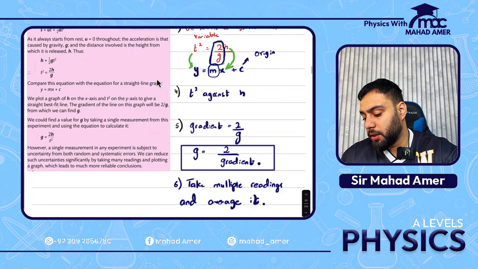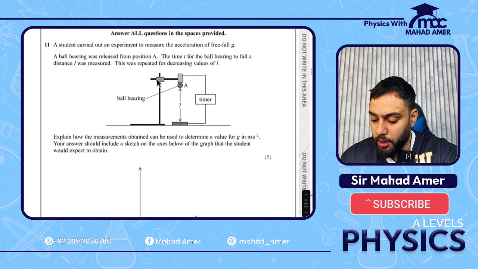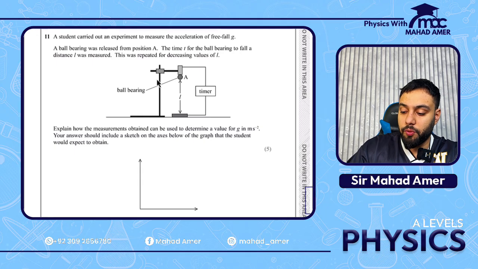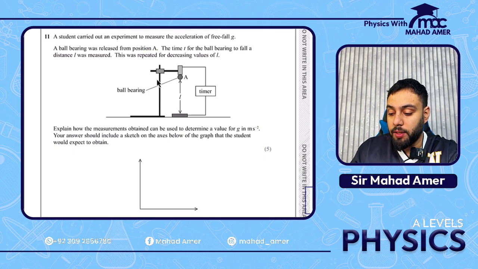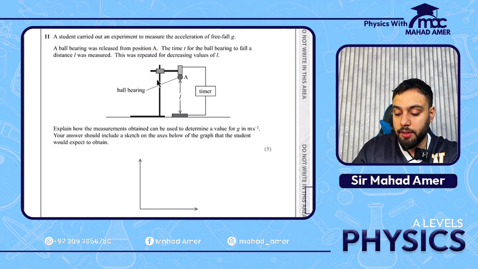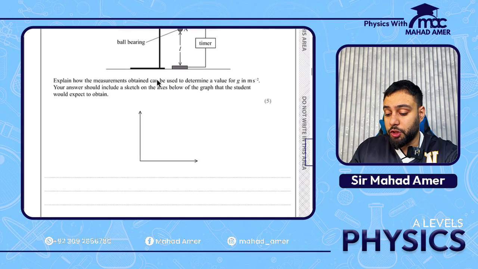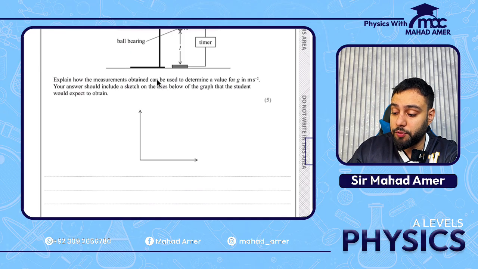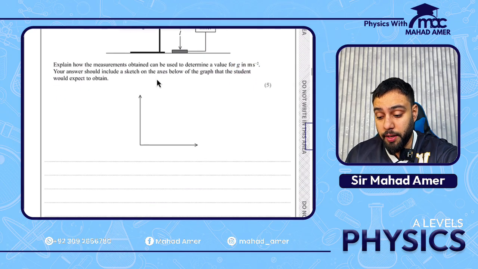There's one more experiment. Before doing that, let's move on to the question that we have just discussed. Now, in your syllabus, they are saying that a student carried out an experiment to measure the acceleration of free fall g. A ball bearing was released from position A. The time t of the ball bearing to fall a distance L was measured. This was repeated for decreasing values of L. So they're basically changing the values of L. Explain how the measurements obtained can be used to determine the value of g in meter per second square. Your answer should include a sketch on the axis below.